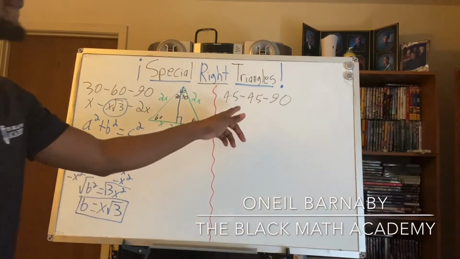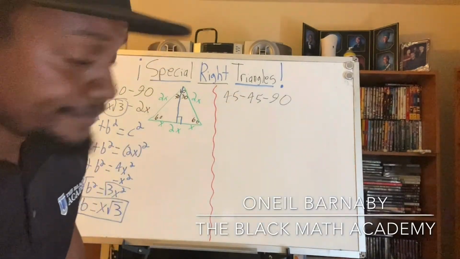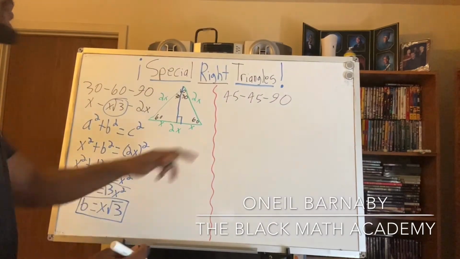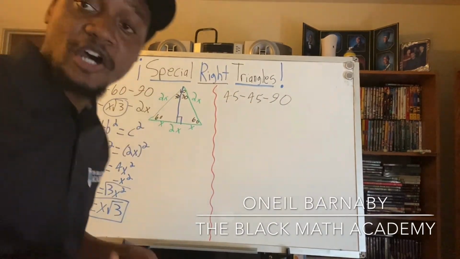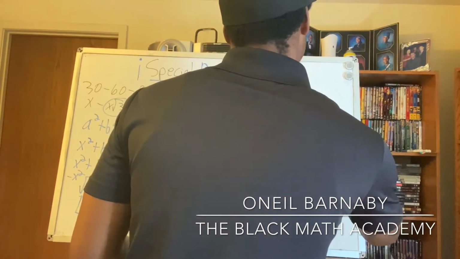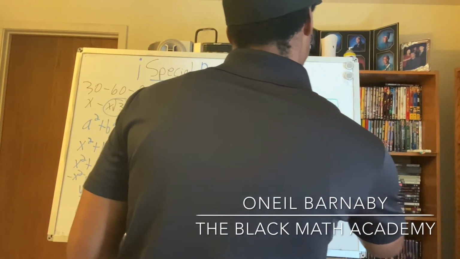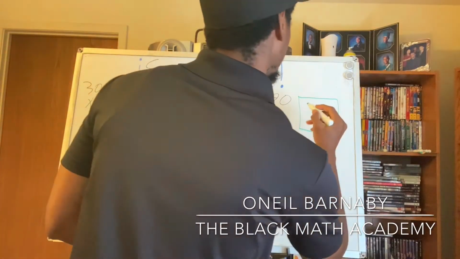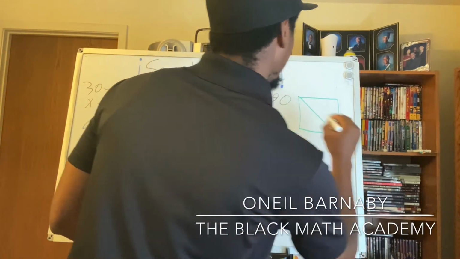Now, the 45, 45, 90 triangle. Now, where does that come from? Well, the 45, 45, 90 triangle comes from a square that you cut in half. So we have a square. And you cut this square in half diagonally. So from here to there.